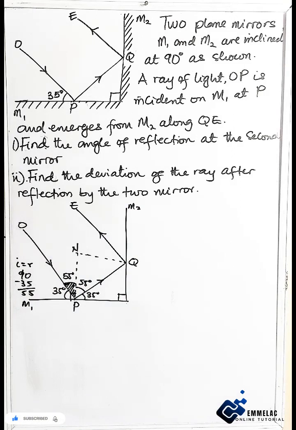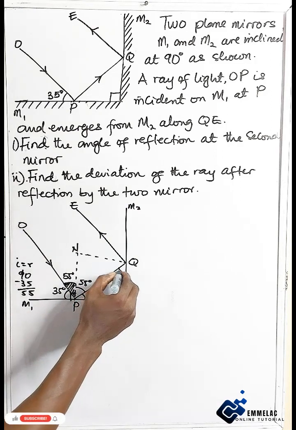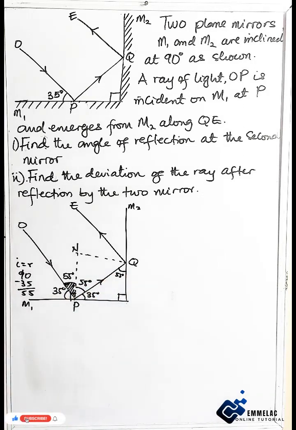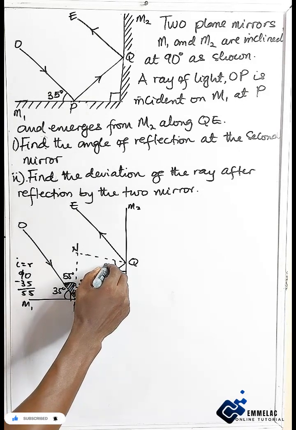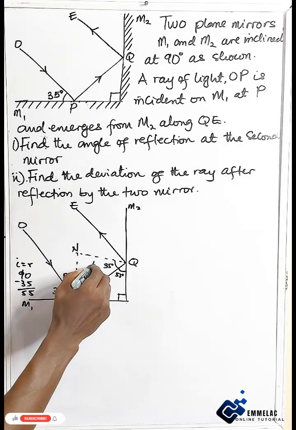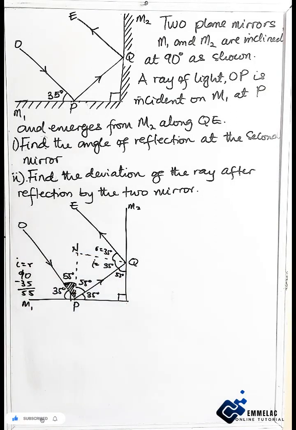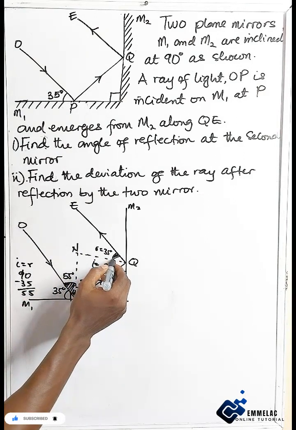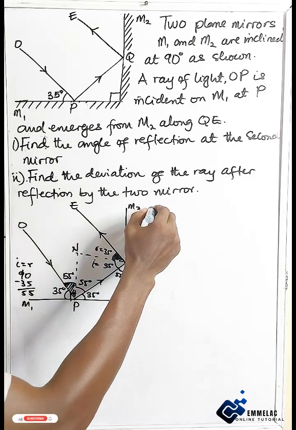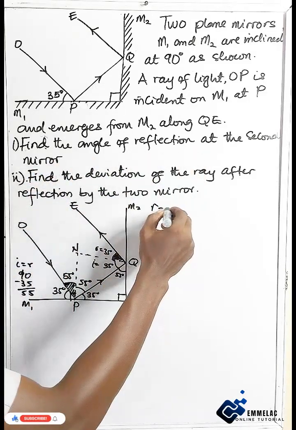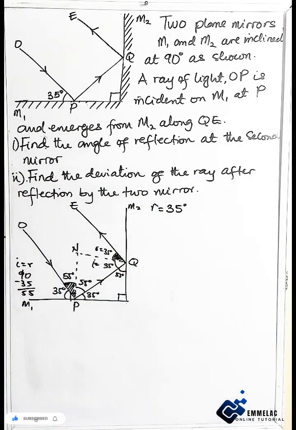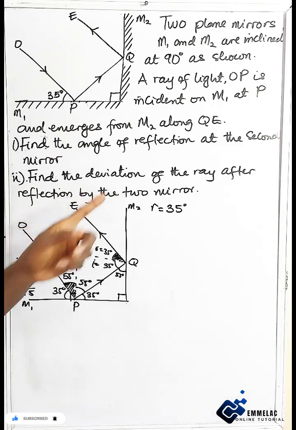Okay, all right, so at this point, how then do you calculate this? Now take note, this is 35, right? This is 90, definitely here also will be what? 55. Now if it is 55, then here also will definitely be 55, that will be 35. Okay, and since the incident ray I equals the reflected ray R, here also will now be what? 35. Okay, so here is the refracted ray. So to this end, R at the second mirror equals 35 degree.